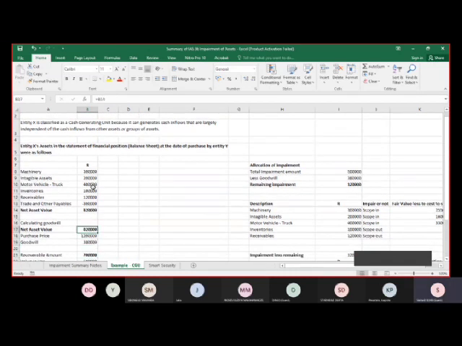So calculating goodwill. Based on this, we are acquiring a business of which the net asset value is 820, but we are paying 1.2. Does this make sense? You are paying a premium here, and that premium is 380,000. So what does that mean? It means there's something special about this business that we are paying for.